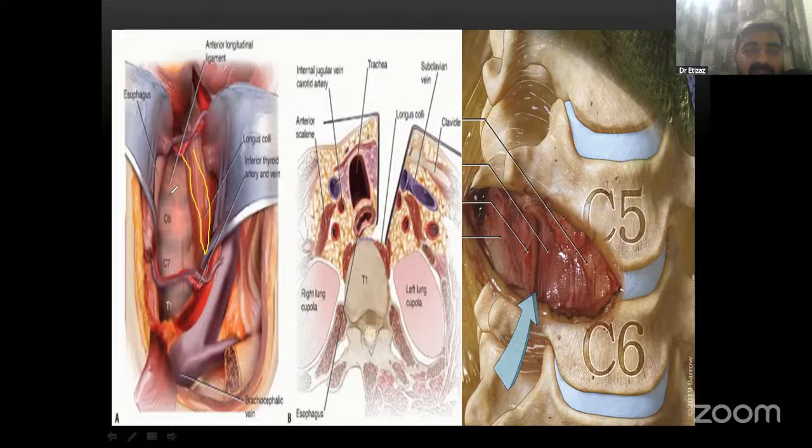We have to remove this fascia with the help of a Penfield. First, with the help of diathermy, we will remove it. We will retract it laterally. Then the discectomy will be performed.